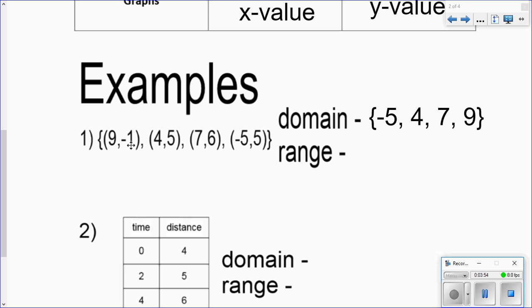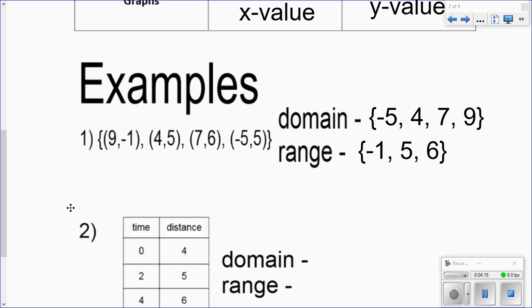So range, we're looking at -1, 5, 6, and 5. We put it in order. So -1 comes first, and then the 5, even though it repeats, we're only going to write it once. Okay? And then the 6. The reason we're only writing it once is because these kinds of questions, domain and range, are asking what values got used, not how many times they got used.